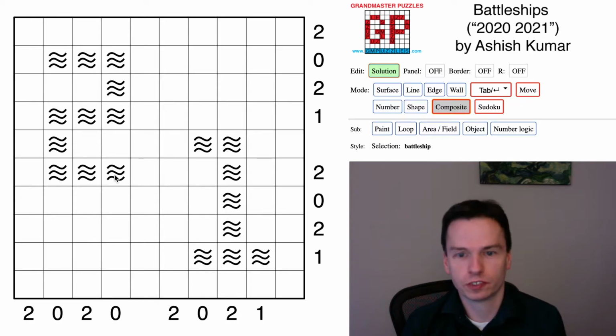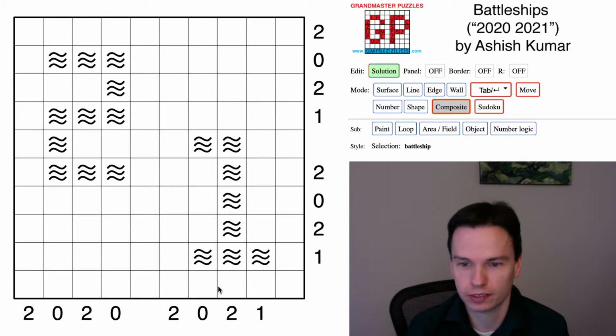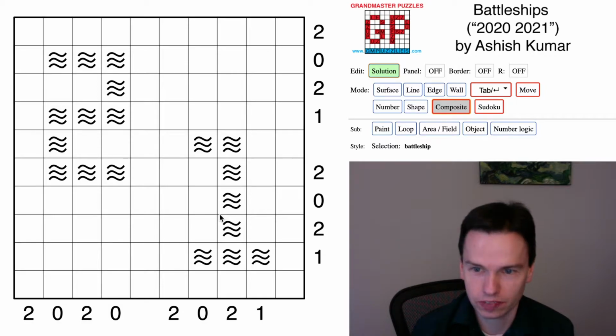So we're here to solve this Battleships puzzle by Ashish Kumar with a 2020 to 2021 theme, and there are a lot of 21s in the grid. Actually, both of the right side clues in this bottom clue are 2021s, and the C's in the middle of the grid are a 2 and 1 also for the last 2 digits of the year.